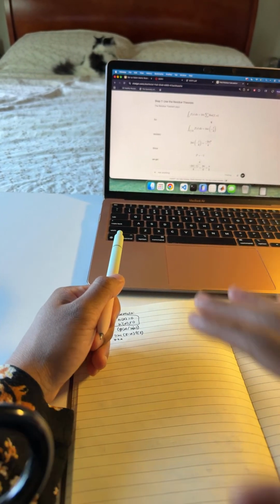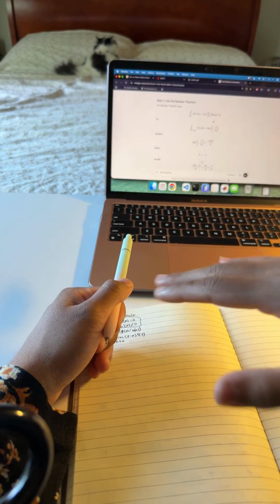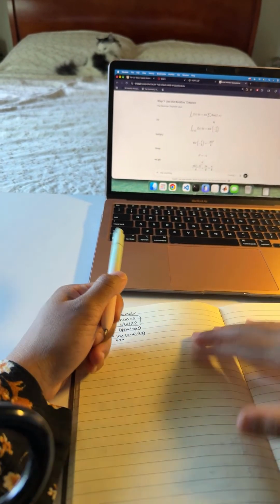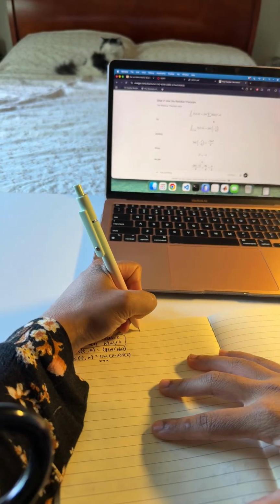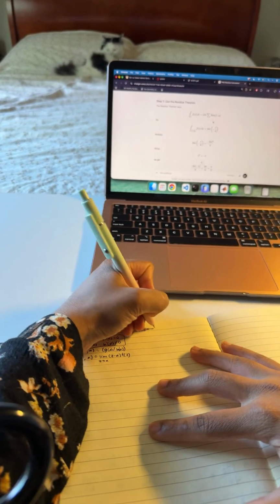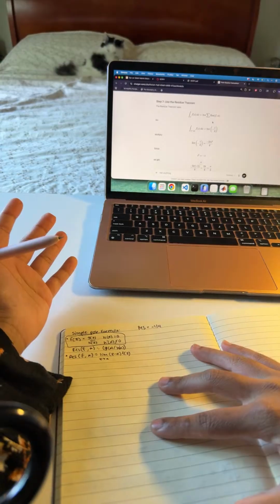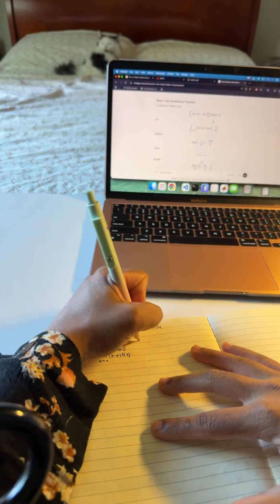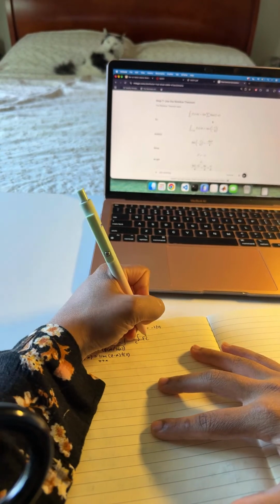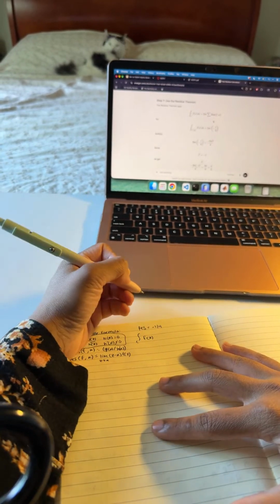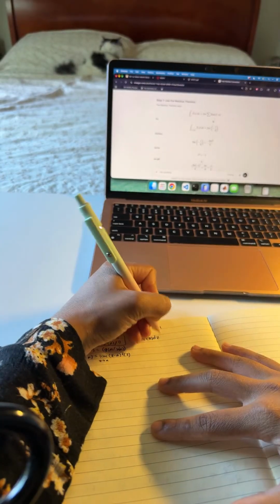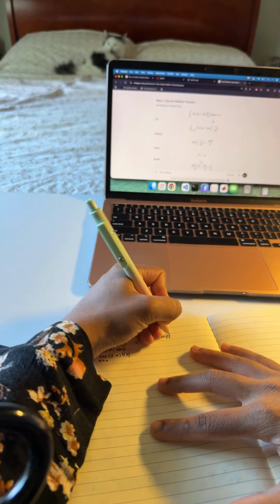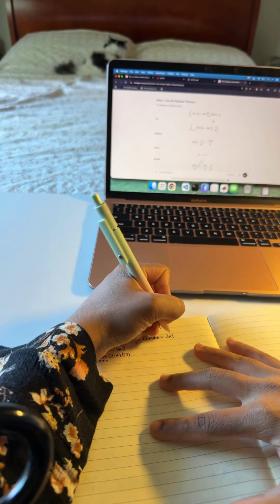So now that we have the residue, this is when we apply it to the residue theorem. So the residue is -i/4, as we have calculated earlier. Now the residue theorem here is the integral of f of z dz over c equals 2 pi i times the residue.